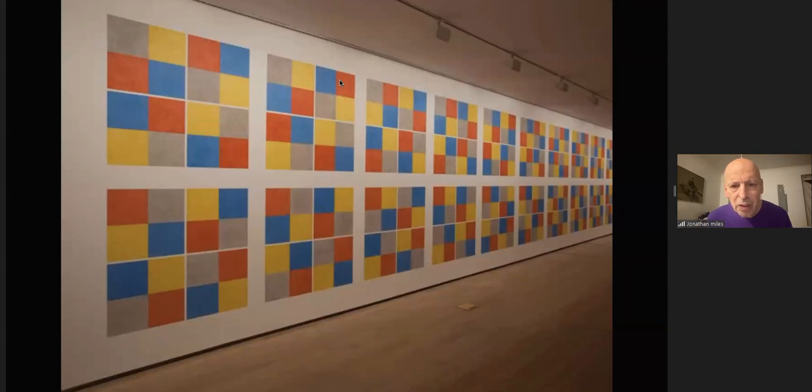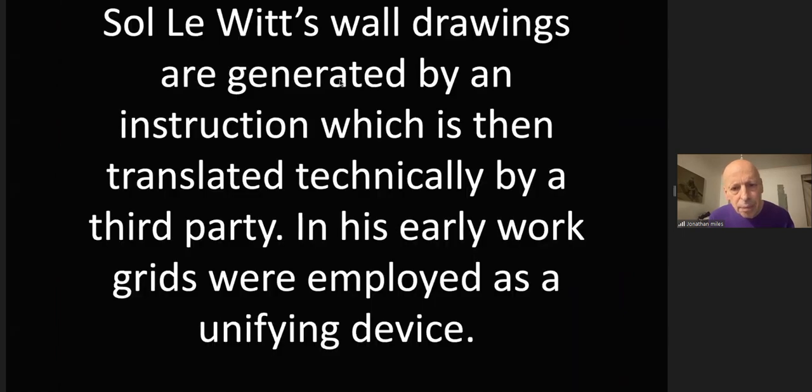This is Sol LeWitt, one of his wall drawings, which started off as just instructions. So he'd give an instruction, and someone would perform or execute the instruction. So there's a kind of indifference to the execution, or a mechanical relationship to the instruction. It's not got a creative relationship, it's instructional. LeWitt's wall drawings are generated by an instruction which is then translated technically by a third party. In his early work, grids were employed as a unifying device.